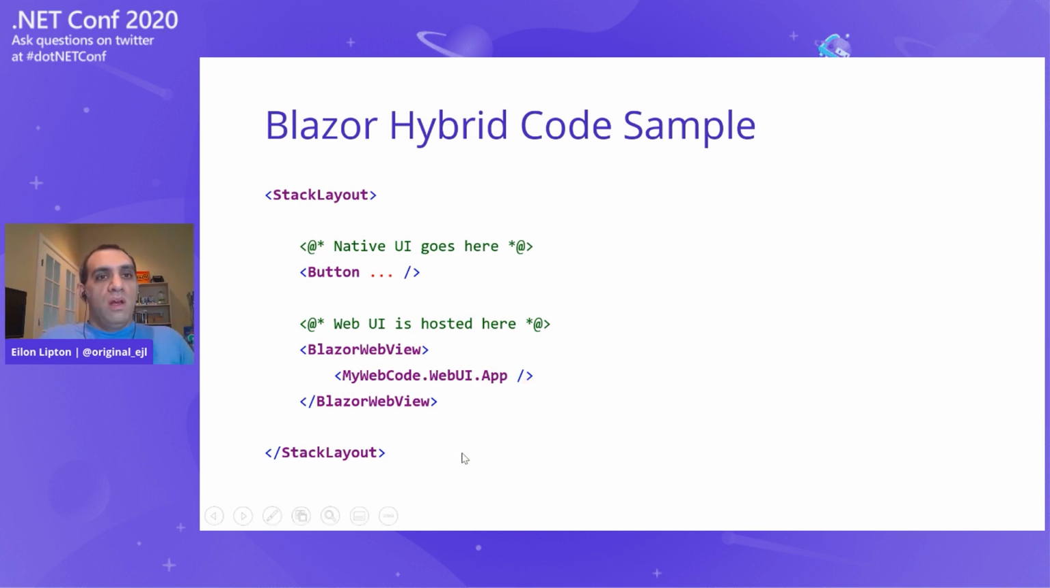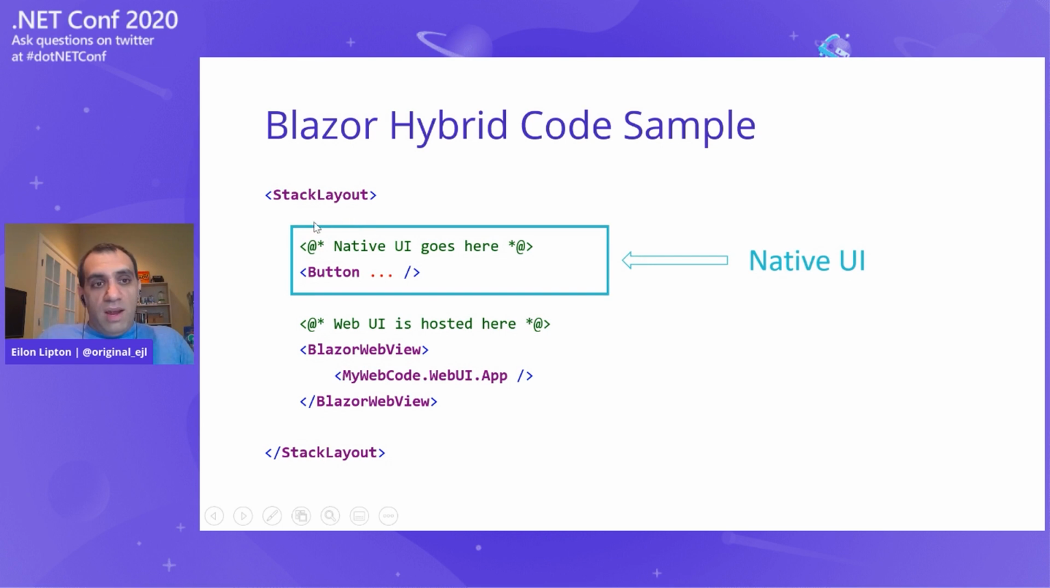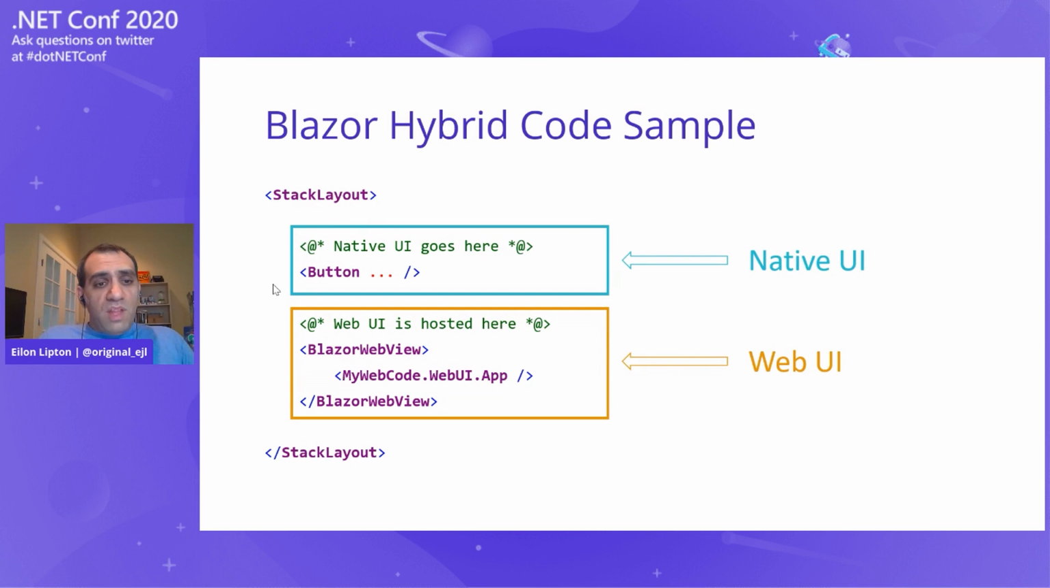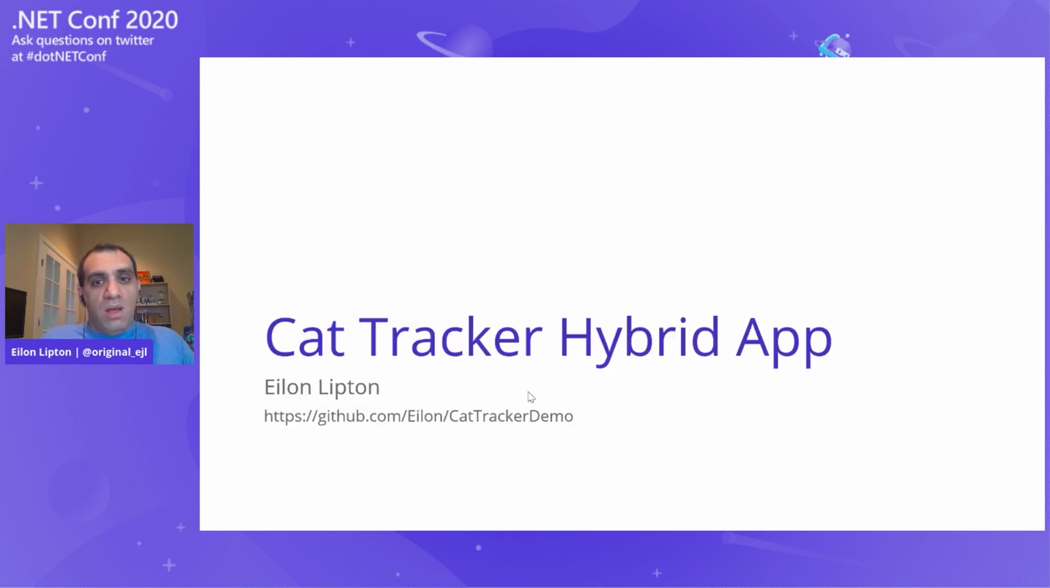There we go. This is what a Blazor hybrid code sample might look like. You have some outer content, and then you might have some native UI, for example, in a button or a label or a grid or some kind of menu that might be native to whatever platform you're running on. And then you have some web UI that's hosted in this new Blazor Web View component. And this tag you see in here, my webcode.webui, that's something that might come from your reusable Razor class library. It might come from a NuGet package or another project in your solution. And with that, let's jump over to the demo and see the cat tracker hybrid app.